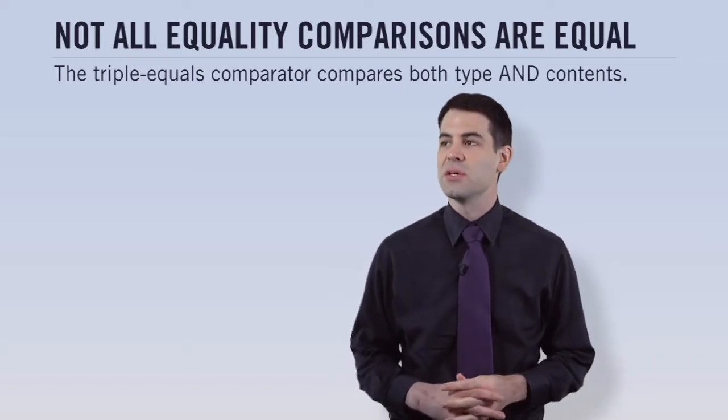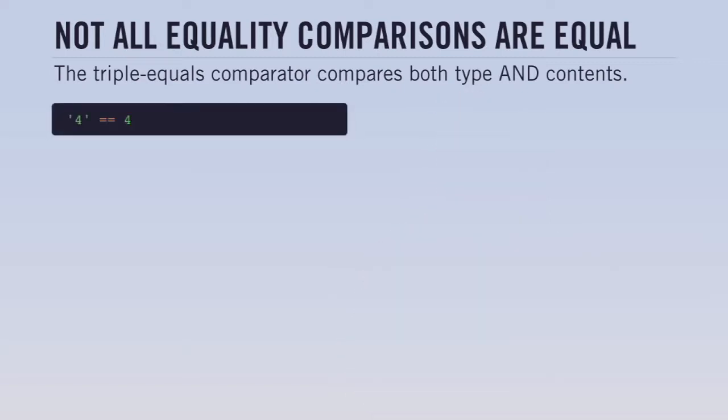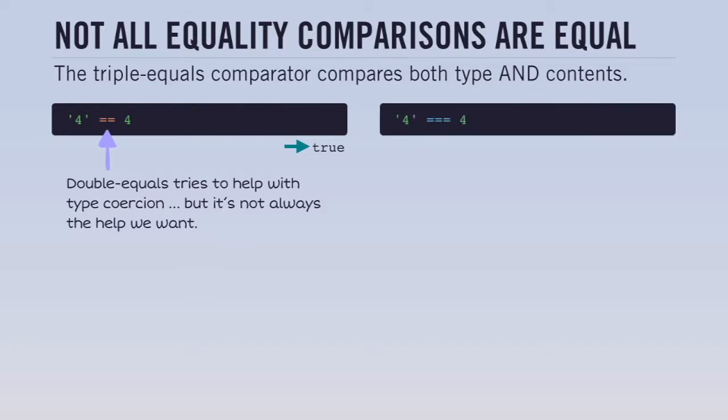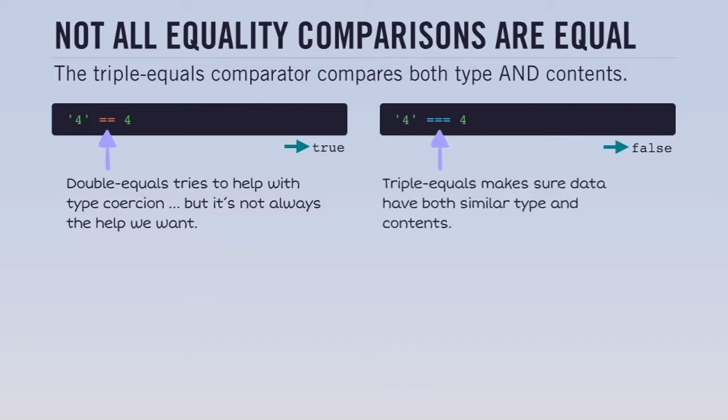So take a look at these two comparisons. In this first comparison, we've got the string 4 being compared against 4, the number 4, with the double equals. And that returns a true, which is kind of weird. Double equals tries to help us out with some type coercion. It thinks you want to know whether 4 is 4, but that's not always the help we want. Over here on the other comparison, we've got the string 4 being compared with triple equals against 4, and we get false, which is exactly what we wanted if we wanted to know whether we have both similar type as well as contents.